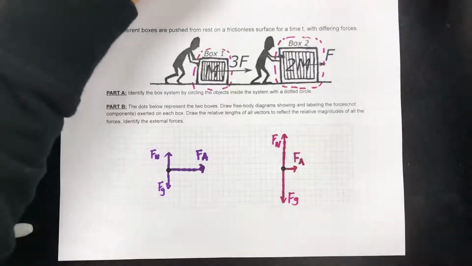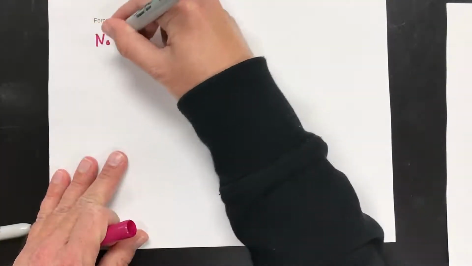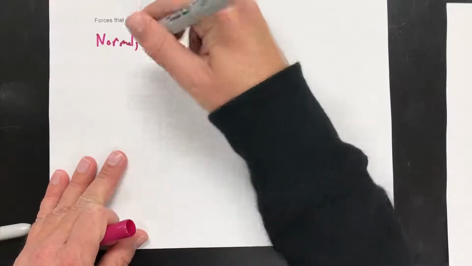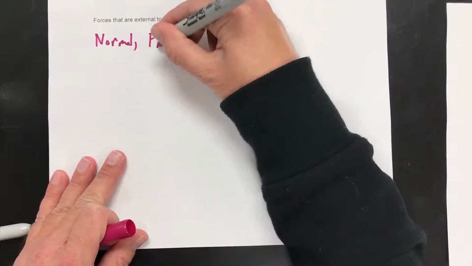So the next thing they want you to do is say the forces that are external to the system include, well, it's all of them. It's the normal, the force applied, and gravity. They're all external to the box. So that's kind of a ridiculously simple question. All right, next one here.